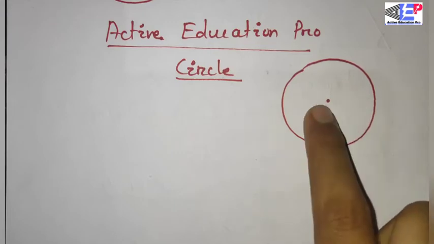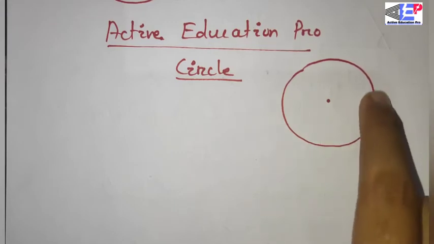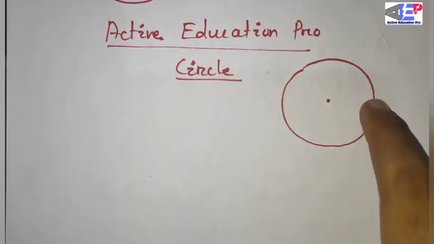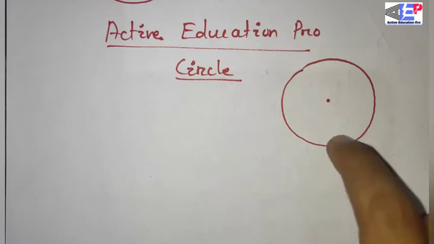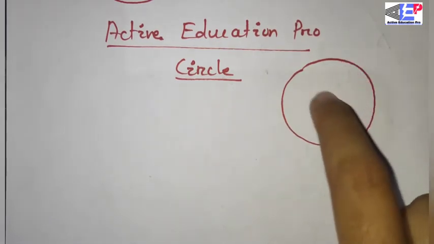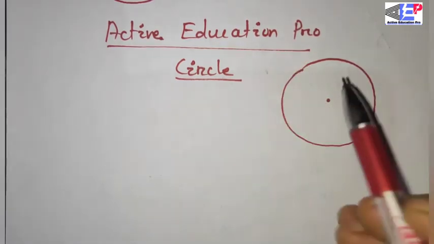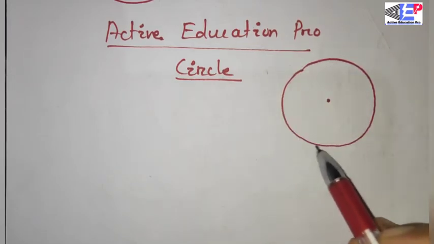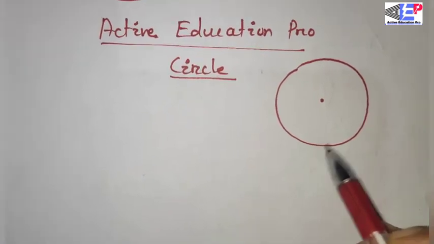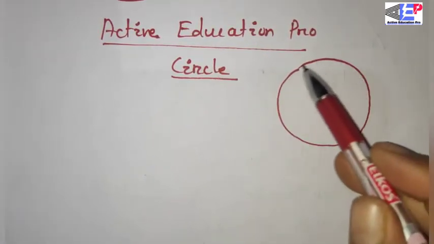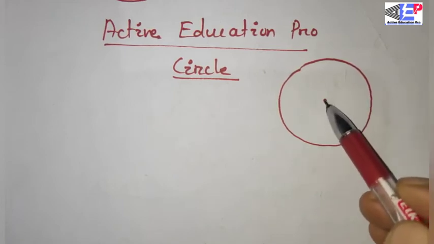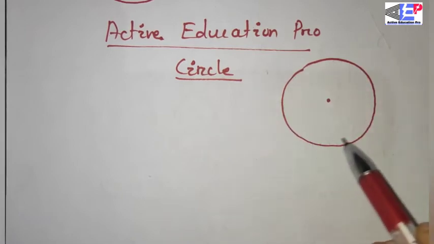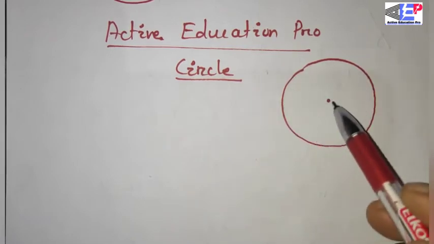This is the perimeter of the circle. This is the circumference of this circle. The point lies on the circumference. From this point to any point on the circumference is of the same length. It means a circle is a collection of points of the same length from this point, the center.